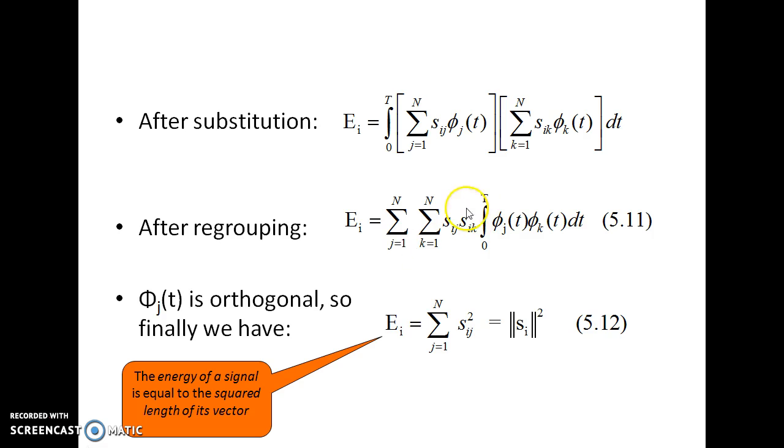So let us try to substitute it. I have substituted Si(t) in this equation and rearranged it. You will get that Ei comes out to be nothing else but the sum of the coefficients squared. So this was nothing else but the L2 norm of the Si vector. So I can say if I represent any signal Si(t) in a space, I will get a vector. Just find the length of that vector and square it, and it will directly give you the energy of the signal. So the energy of the signal is equal to the squared length of its vector.